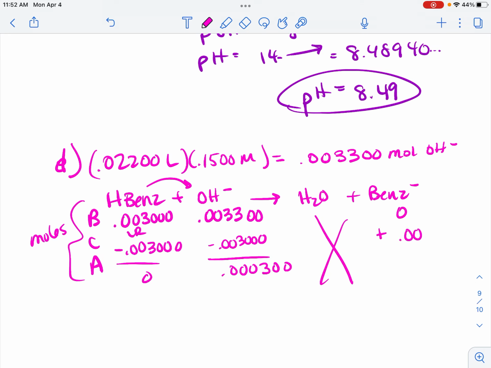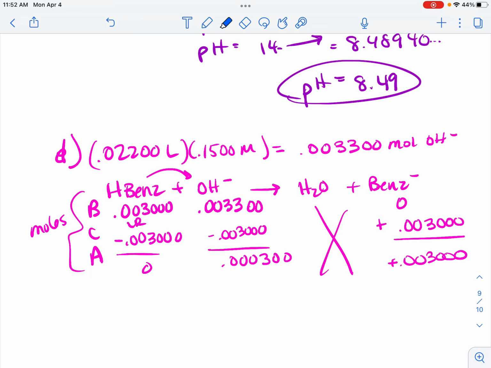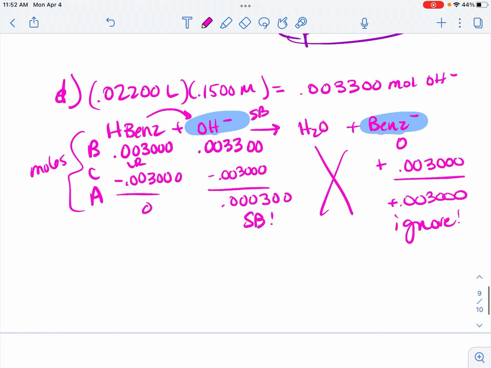And over here, plus 0.003000 gives me plus 0.003000. Now, what I need to notice is that what's in my flask is the OH minus, which is excess, and Benz minus, which is a weak base. So because it's a weak base and you have strong base left, now you can ignore your weak base. And this would be because any ionization that occurs is going to be hampered by the OH minus already in solution. And so it will be beyond our significant figures.